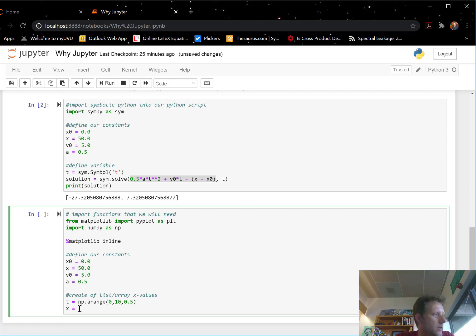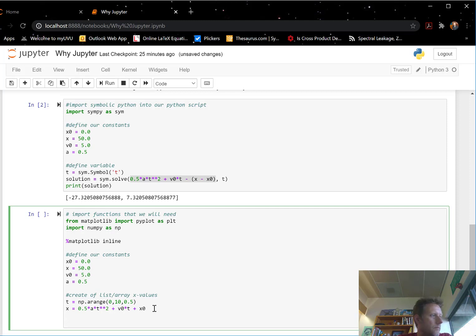I'm going to do this here. Okay. Let's see, write this out here. Okay, so that is our quadratic equation, or the value for x, giving a starting position, and then the time values. Okay. Now I'm going to set up a plotting environment.